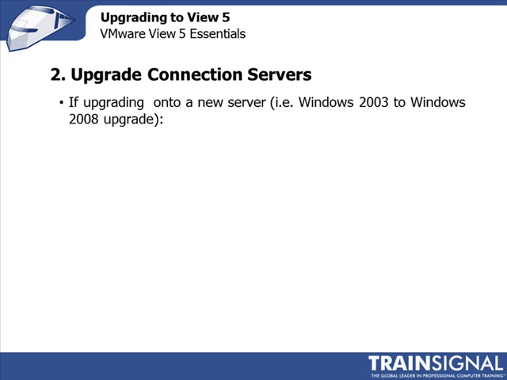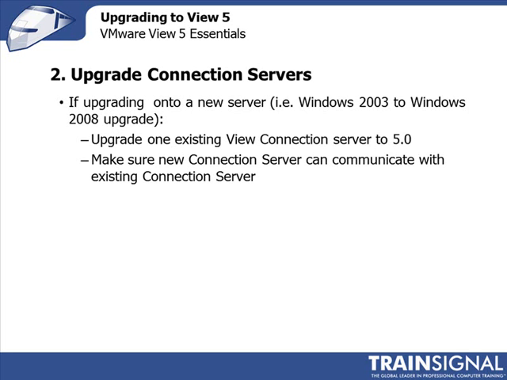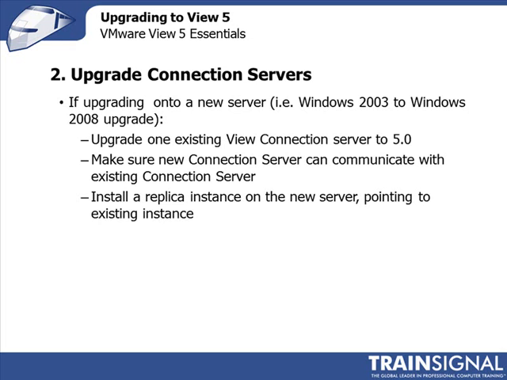Now, if during your upgrade process of the View connection servers, you need to upgrade to a new server, like if you're on Windows 2003 and want to migrate to Windows 2008, or if you want to move from a 32-bit to a 64-bit system, you want to follow some specific guidelines. First of all, upgrade one existing connection server to 5.0, going through the process on the previous slide. Then build up a new connection server. Make sure it can connect and talk to the existing connection server that you just upgraded to 5.0. Then install a replica instance of View 5 on the new server and point it to the upgraded connection server.